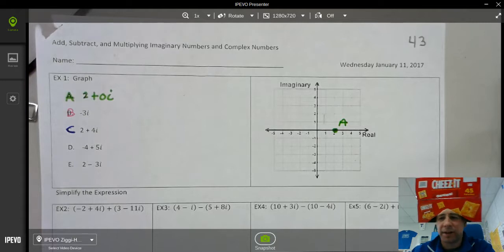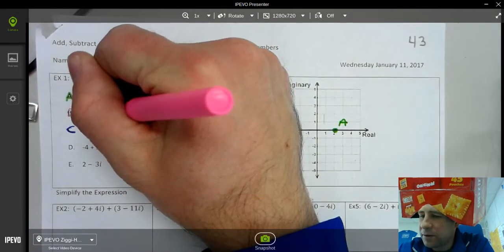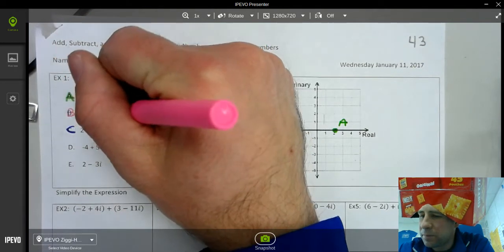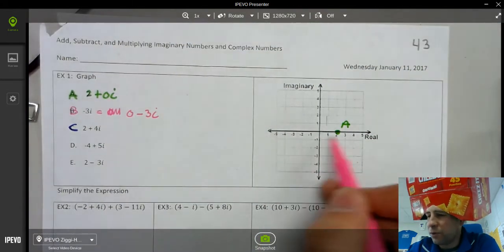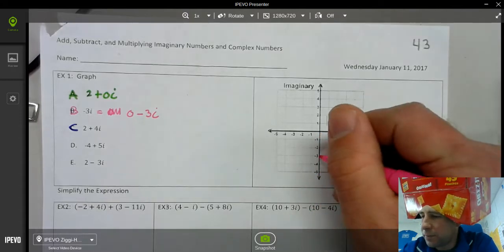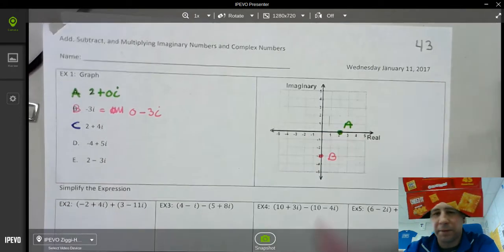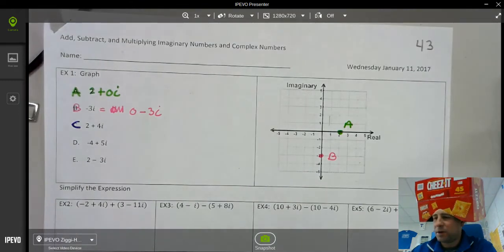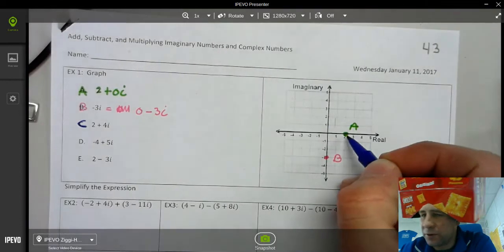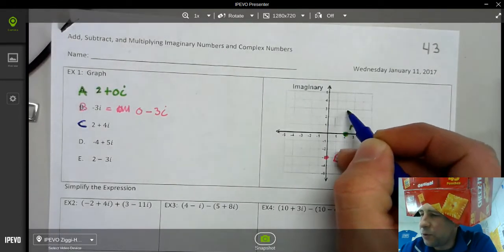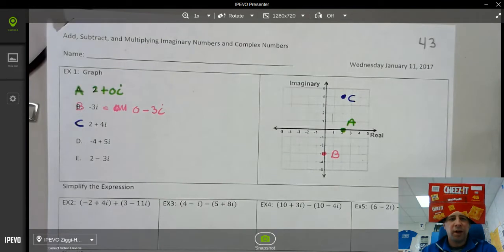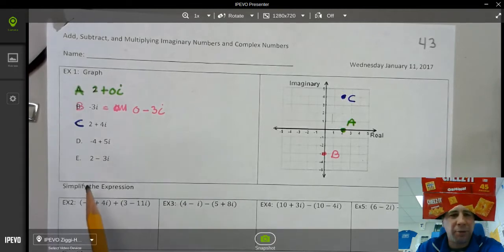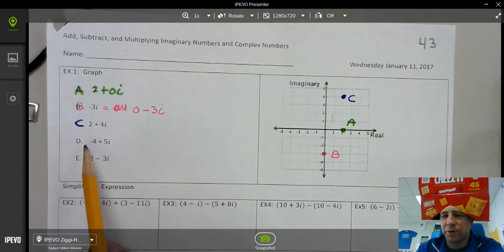Now B is technically written as 0 minus 3i, okay? So there's no real part, so we go down 3i, and that's point B. Now C has a real part, so we go to the right 2 and up 4i. 1, 2, 3, 4. And that's point C. All right, I'm going to graph D and E in class tomorrow. But I would think that you could graph D and E before you get to class, but I'll graph them in class so you can verify you're correct.